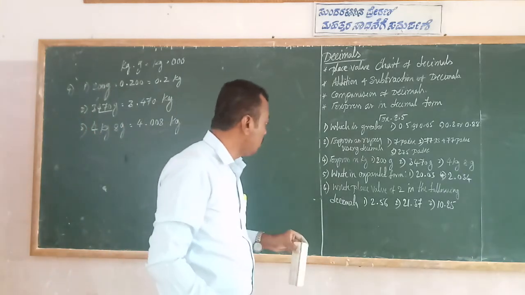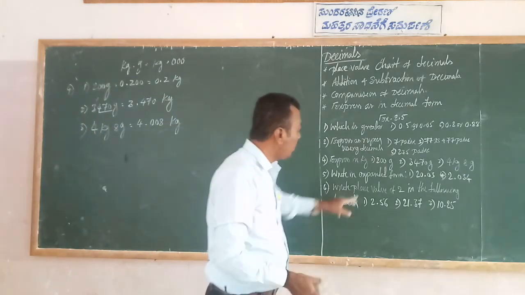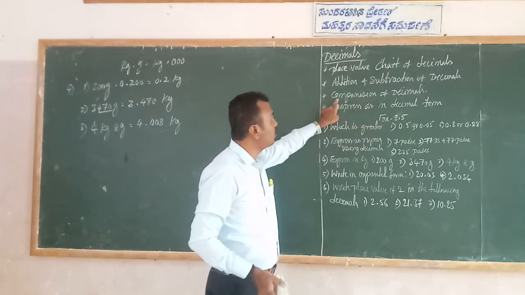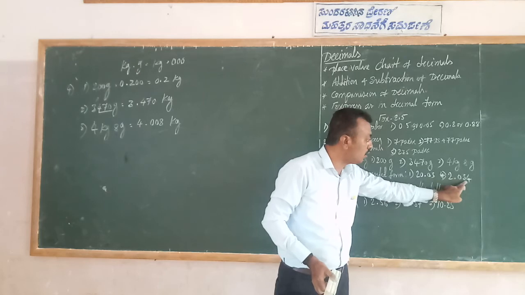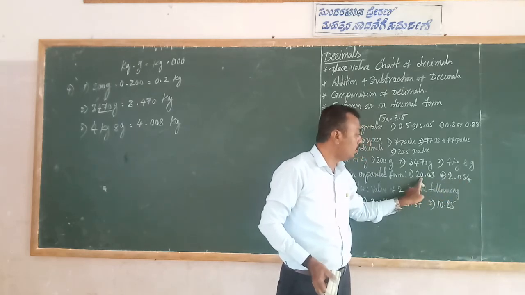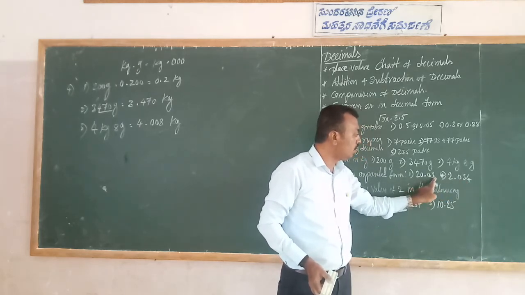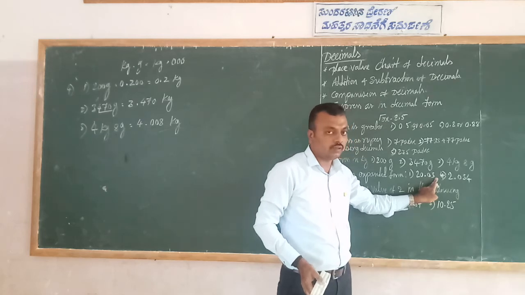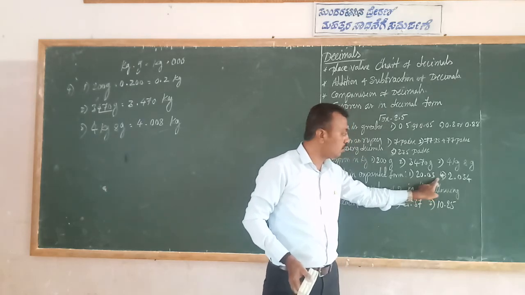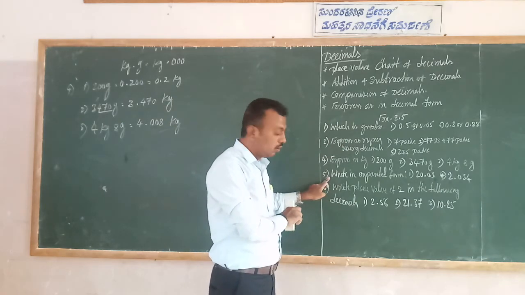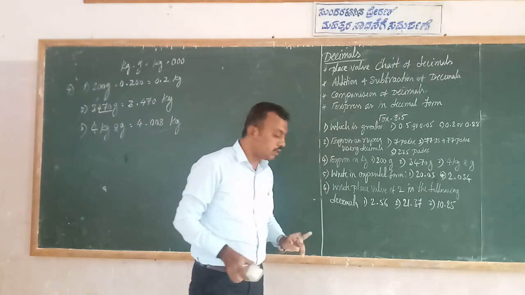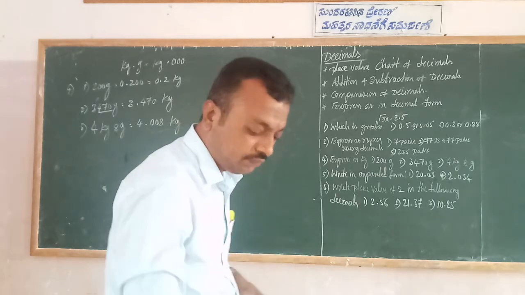Yes. In the next, write in the expanded form. I already showed this in the example problems. You can solve 20.03 and 2.034: 2 into 10 plus 0 plus 0 plus 3 by 100. Like that, can you write these 2 questions? I already showed in the previous questions. Okay, so go to question number 6.